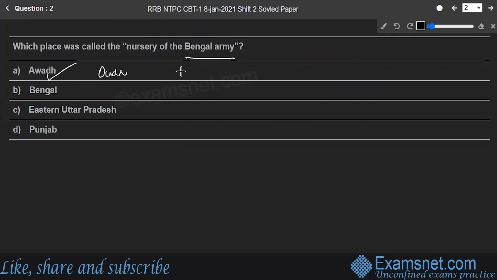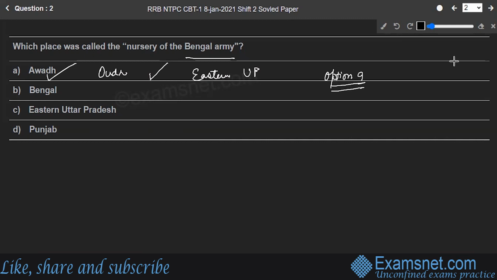The changes that the families of the sepoys saw around them and the threats they perceived were quickly transmitted to the sepoy lines. The large majority of the sepoys of the Bengal army were recruited from the villages of Awadh and eastern Uttar Pradesh. Many of them were Brahmins or from the upper caste. Awadh was in fact called Nursery of the Bengal Army. So we have option A as the correct answer to the question.